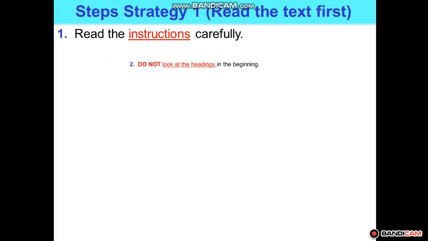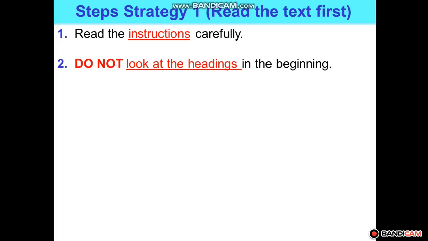Now, steps in strategy number 1. First of all, never read the headings first. Read the text first. That's the bottom line. Read the instructions carefully. In all IELTS reading questions, this is the first thing you have to do. Number 2, do not look at the headings in the beginning. As I said before, that will be a blunder if you follow strategy number 1.